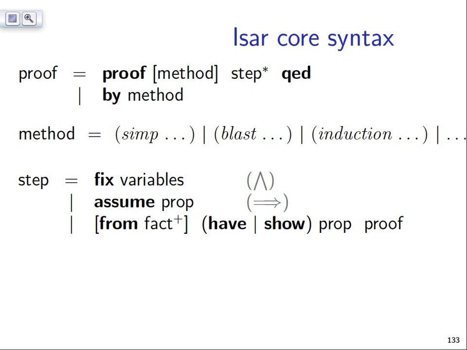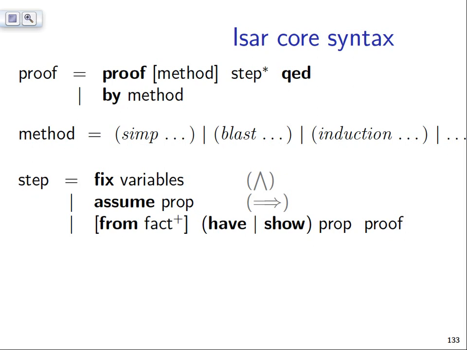And what is a step? There are, in this basic subset that I'm introducing, three kinds of steps. The first one is just something that we'll come to later, introducing a local variable. That's the fixed variable, and that corresponds to the big universal quantifier that we've seen so far that always is in front of each subgoal.